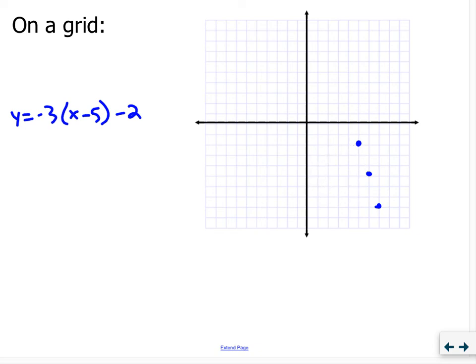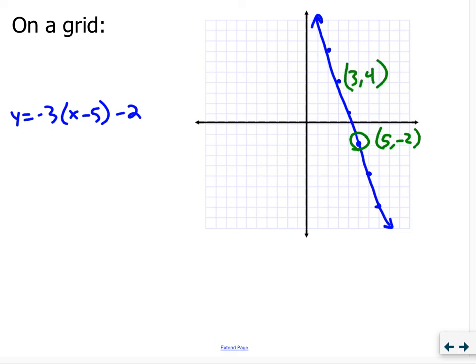I don't need those. If I'm going the other direction, let's go up 3 and left 1, up 3 and left 1, up 3 and left 1, up 3, left 1. And there's our line. Now notice a couple things. Yes, I know it went through the point (5, -2). Do you remember the other point that we had to go through? It was the point (3, 4). Well, it did. It went through the point (3, 4) as well.